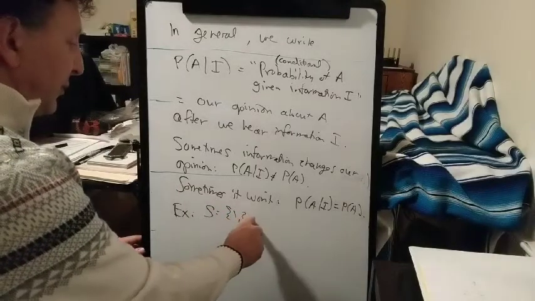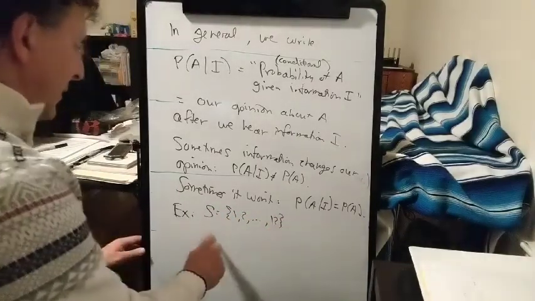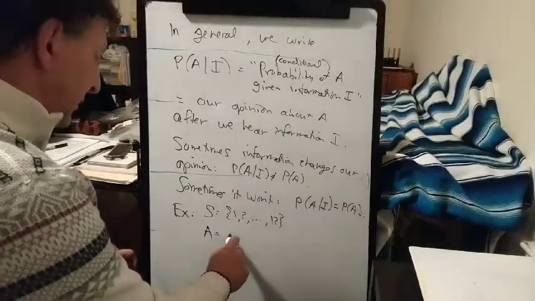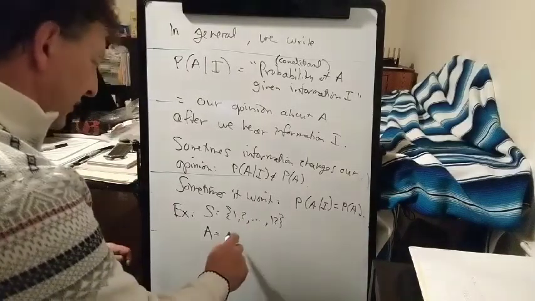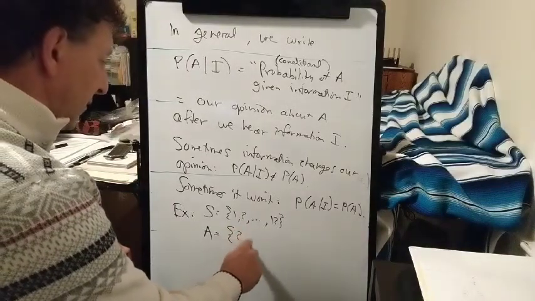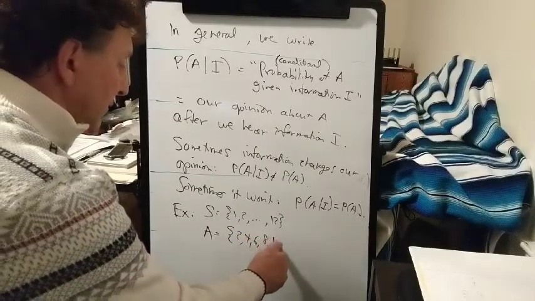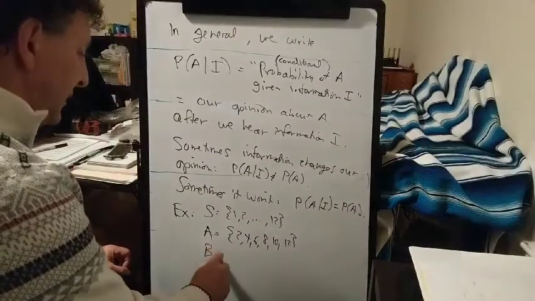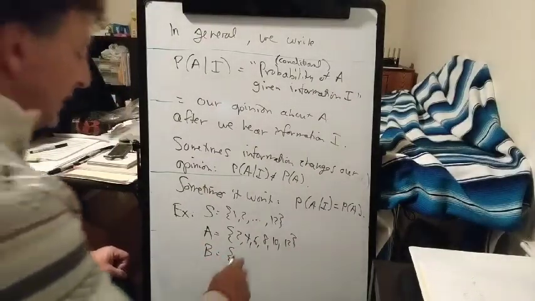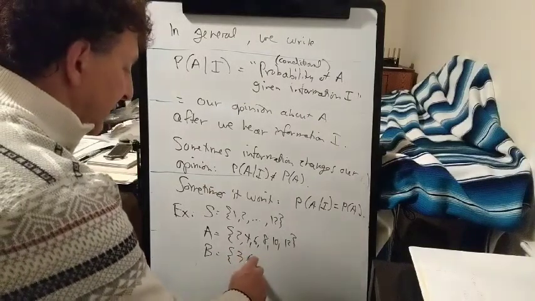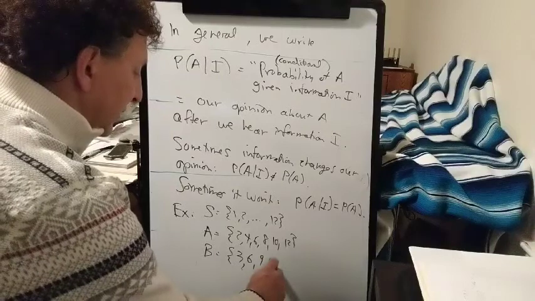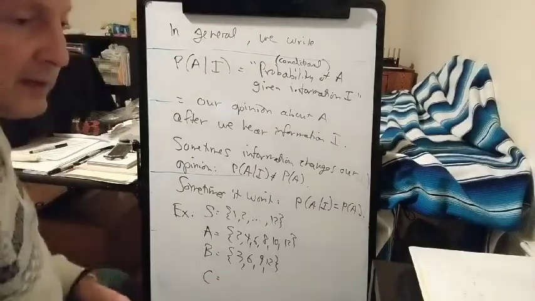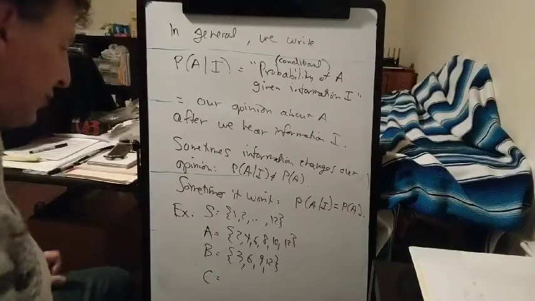Let's let S be the numbers 1 through 12. Let's let A be the even numbers 1 through 12, the subset of even numbers. Let's let B be the multiples of 3 in 1 through 12, so 3, 6, 9, 12. And let's let C be the numbers 1 through 7.